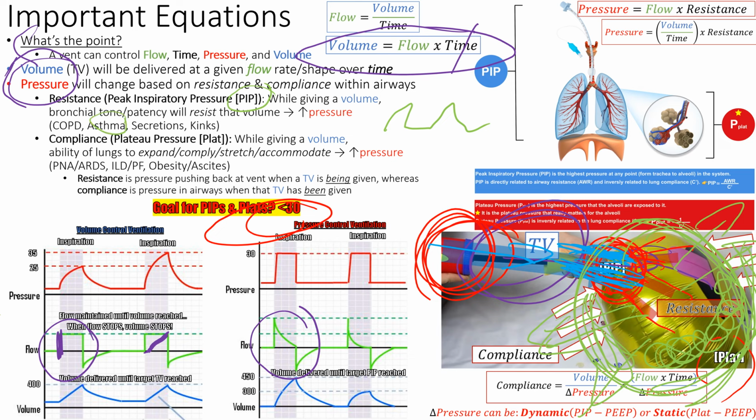It could be asthma. It could be secretions. It could be kinks in the tube. They're biting on the tube. That's increasing the pressure in my chest, and it's making my PIPs high because of that.